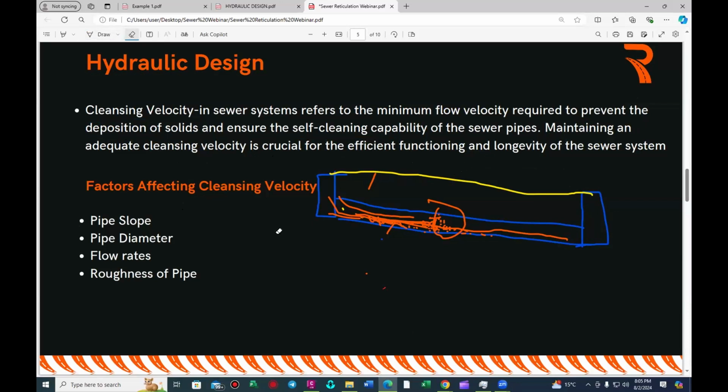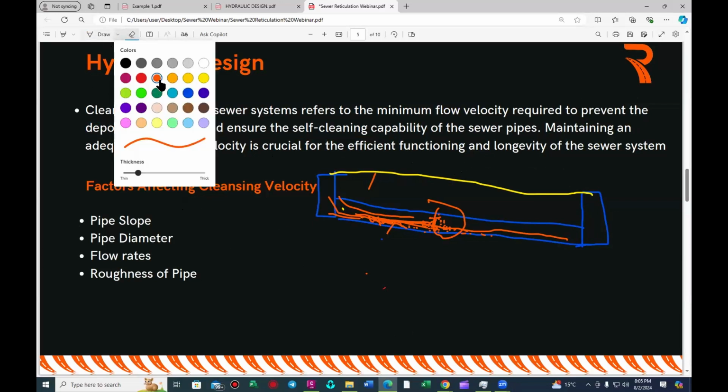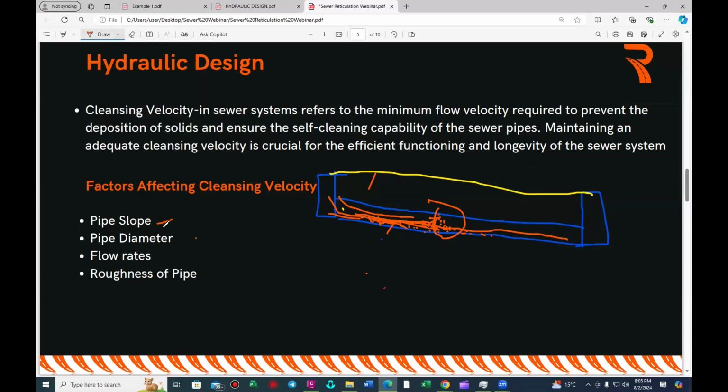So now we've got factors affecting cleansing velocity. We talked about your slope, right? Take note of these, you guys, because these are going to come in handy when we start talking about the hydraulic design, the meaty part of this whole process. So we've got our pipe slope, we've got our pipe diameter, right? We've got our flow rates. So this is the capacity, like how much sewage is being generated.